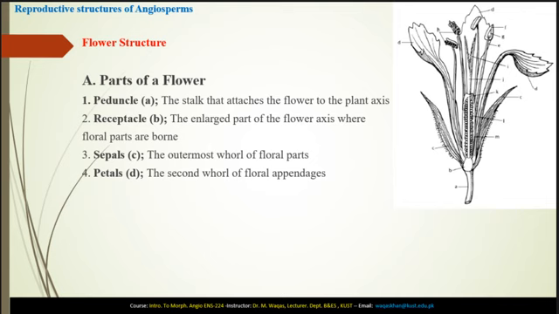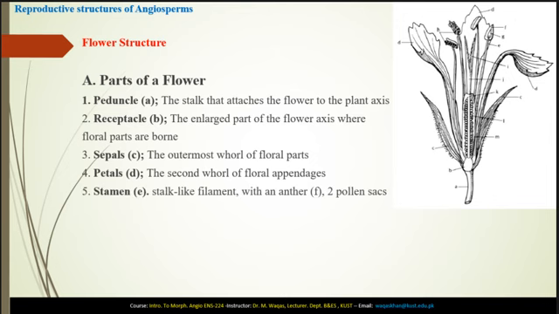Usually, the petals of flowers may be different colors, and the basic reason behind the color is to attract insects for pollination. The combined sepals are called calyx. Collectively, all the petals make a structure that is called, or simply we can say collectively called, corolla.